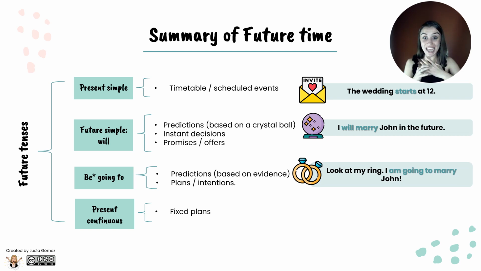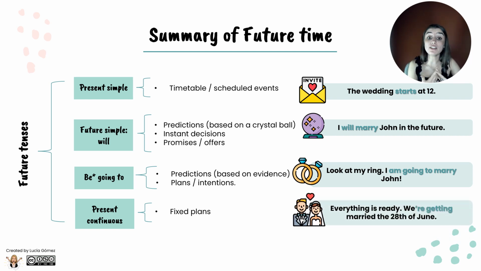But if there's a ring, si tengo una evidencia y hay un anillo, porque John ha hincado rodilla, then I am going to marry John. Me voy a casar con John. Por supuesto que pueden pasar cositas y que no me case con John. Es probable, bueno, es posible, pero ya tengo mi anillo, ya hay una evidencia, entonces esto ya es una intención, es un plan o al menos algo mucho más seguro que lo que yo mostraba con will.